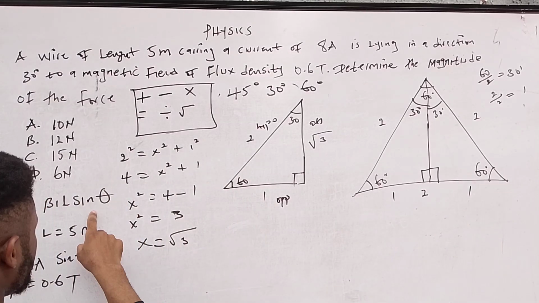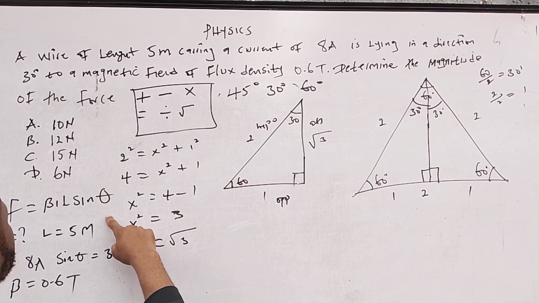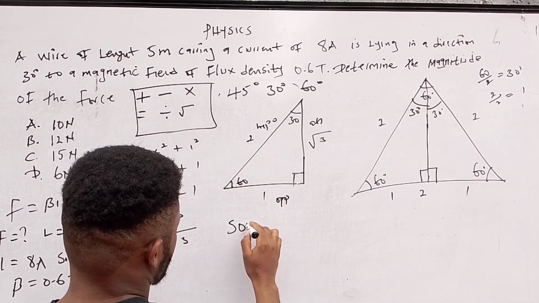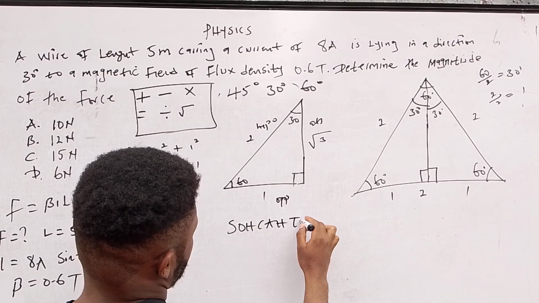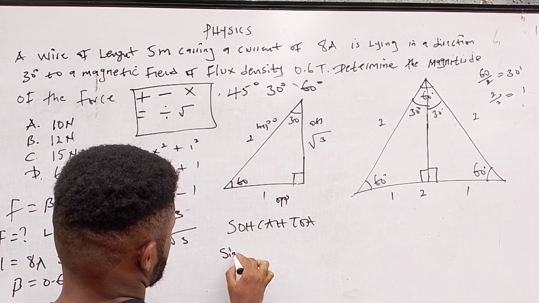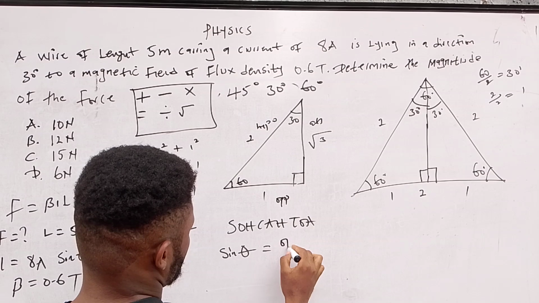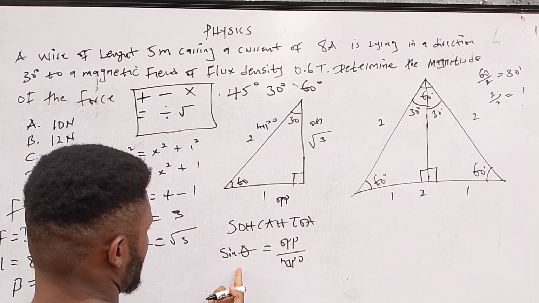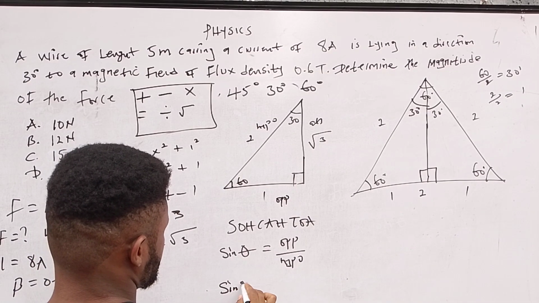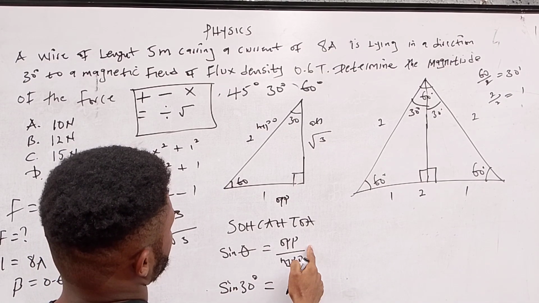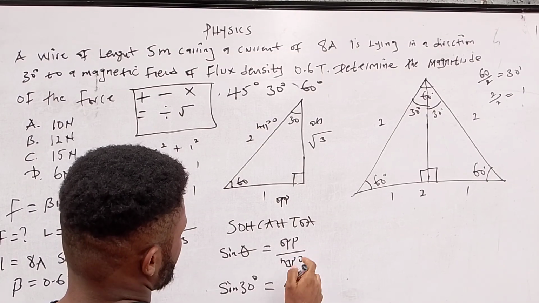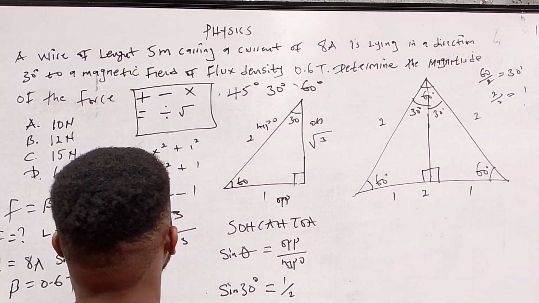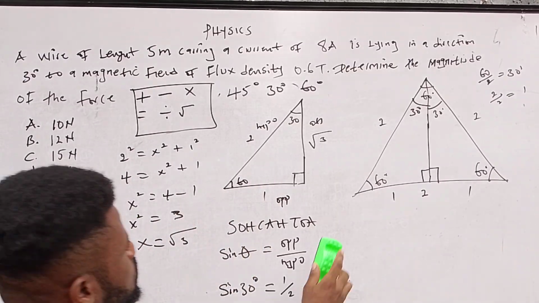Now, they gave us sine as the angle of focus, and the degree here is 30 degrees. Now, if we recall from SOH CAH TOA, sine theta is opposite upon hypotenuse. Now, our angle here is 30. Sine 30 degrees is equal to opposite, I have 1, and hypotenuse, I have 2. So sine 30 becomes 1 over 2.